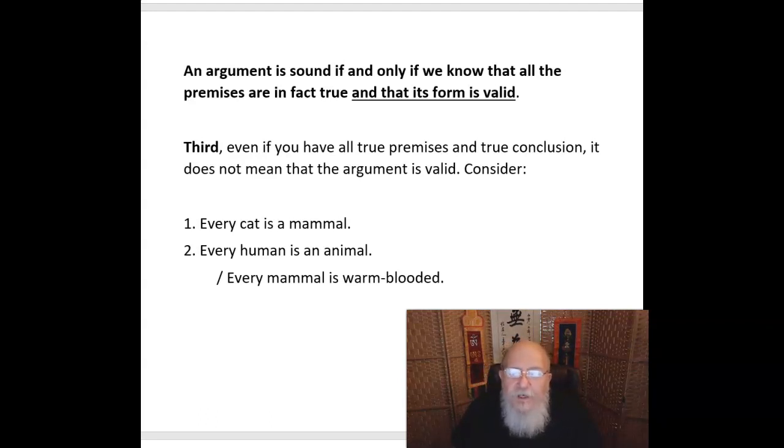I could argue that every cat is a mammal, and that's true. And I could argue that every human is an animal, and that's true. And I could then say, well, so every mammal is warm-blooded. Now, it's true that every mammal is warm-blooded, but the fact that every cat is a mammal and every human is an animal has nothing to do with that conclusion, right? So that does not make this a valid argument. It's invalid.